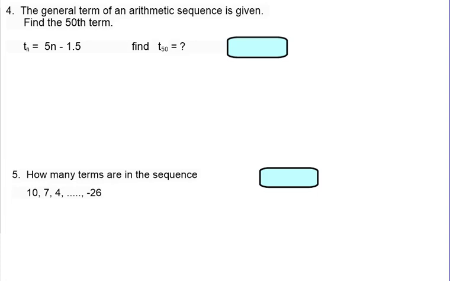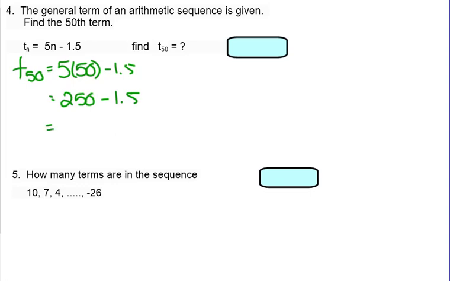Find the 50th term. So we're going to plug 50 in for our n. So we're looking for T50, which is equal to 5 times 50 minus 1.5. So 250 minus 1.5 is 248.5.